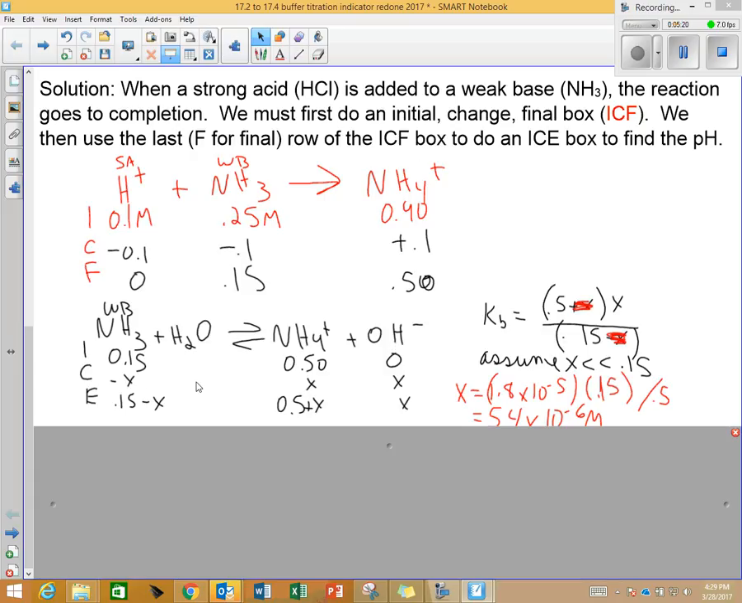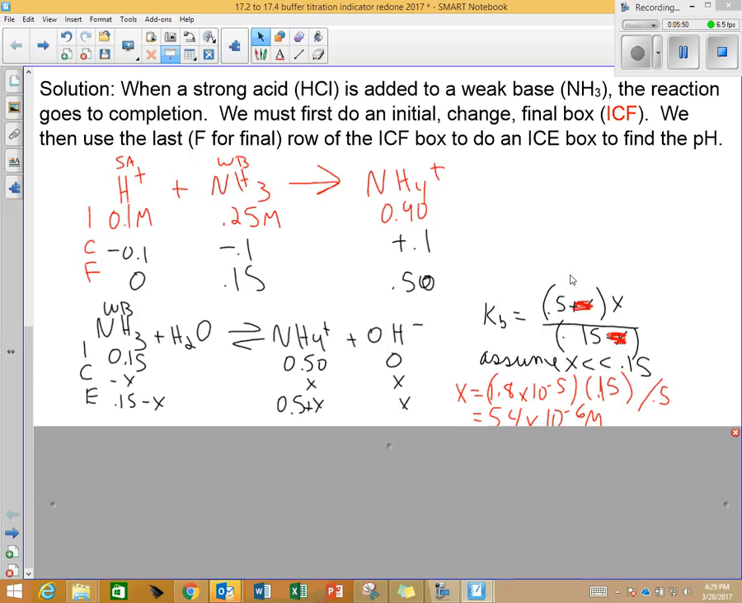Now this is just a regular KB problem like we did in class from the last chapter. Minus x, x, x, add the two rows, I plus C makes E, and then we plug these into the equilibrium expression. Products, 0.5 plus x times x over reactants, 0.15 minus x. Why do I ignore the water? Hopefully you said in your head, because it's a liquid.